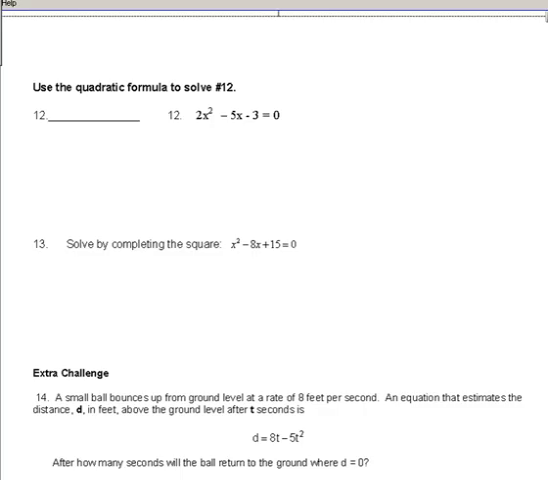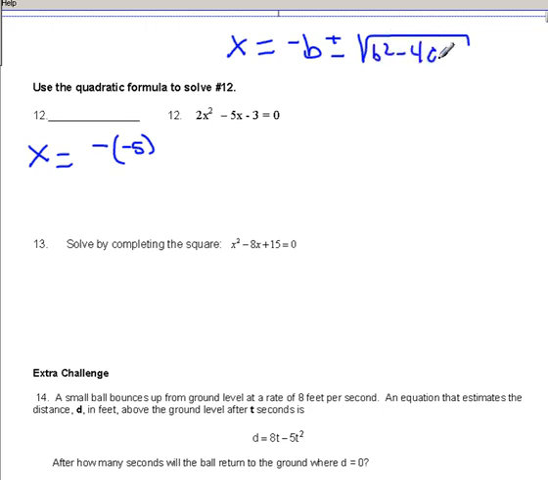Use the quadratic formula to solve number 12. So, quadratic formula. X equals negative b. So, negative b. B is negative 5. Plus or minus square root b squared minus 4ac. That's your discriminant. All over 2a.